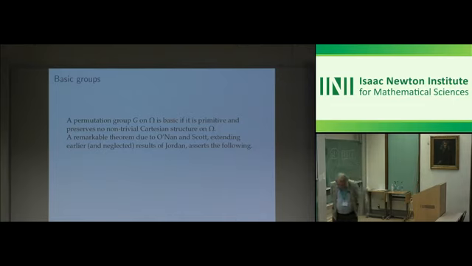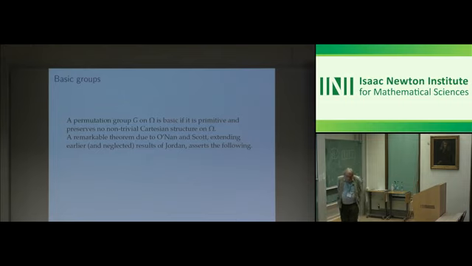But later on, Peter Neumann pointed out to me that if you read carefully Jordan's Traité des substitutions, most of Nan Scott is in there. And it was forgotten for 100 years. Why was it forgotten?